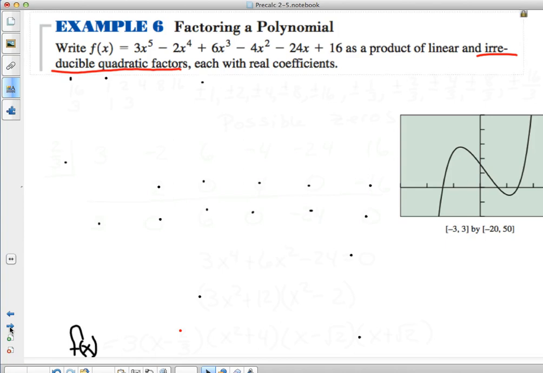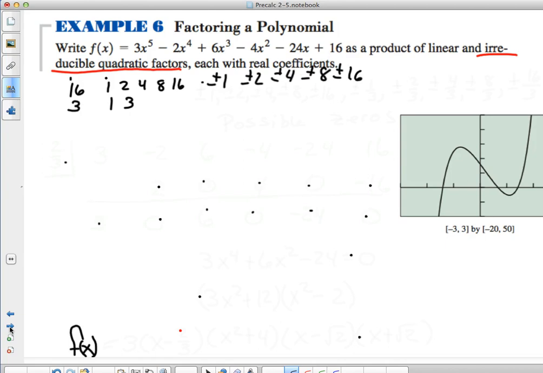As I'm looking at it, I got 3 and 16. So if I'm talking about those, I got 16 and 3. The factors of 16: 1, 2, 4, 8, and 16. The factors of 3: 1 and 3. So I have to consider the positive and negative versions of them. So when I'm looking for a list of factors, I have plus or minus 1, plus or minus 2, plus or minus 4, plus or minus 8, plus or minus 16.